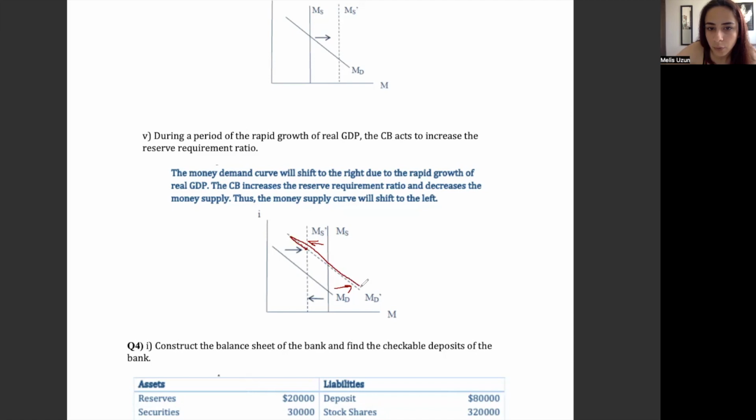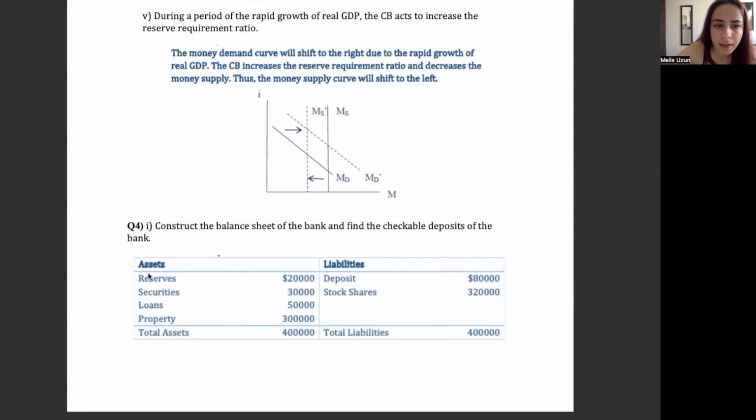Now we have a new money demand and money supply curve. Let's look at question 4. We have assets and liabilities. We have reserves, securities, loans, and property, and they are equal to 400,000. And liabilities are deposits and stock shares, and they also need to be equal to 400,000 because total assets and total liabilities need to be equal.